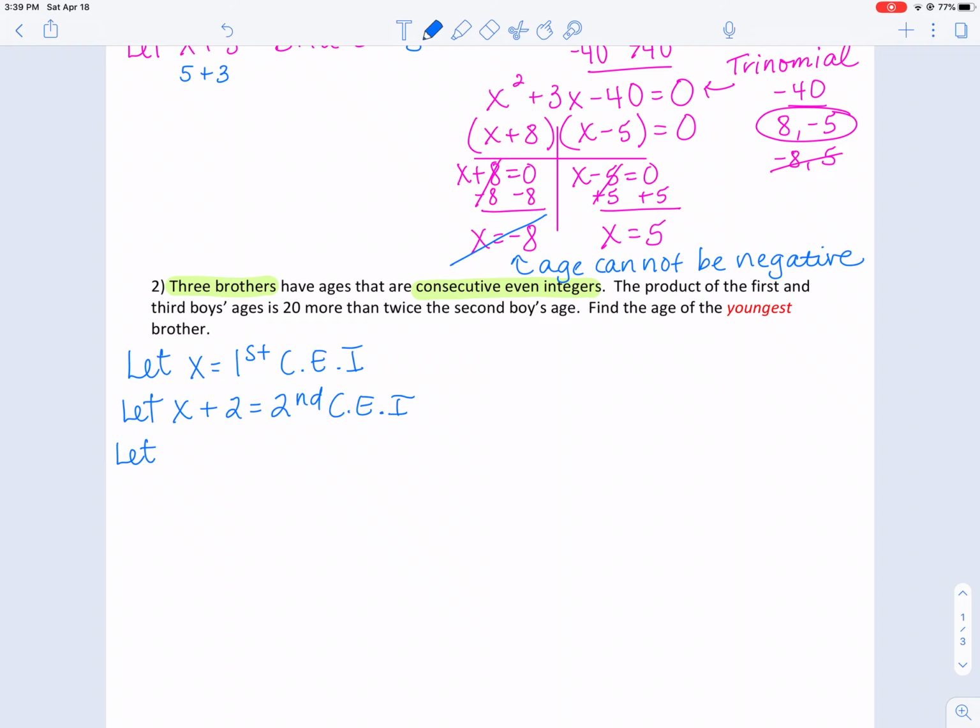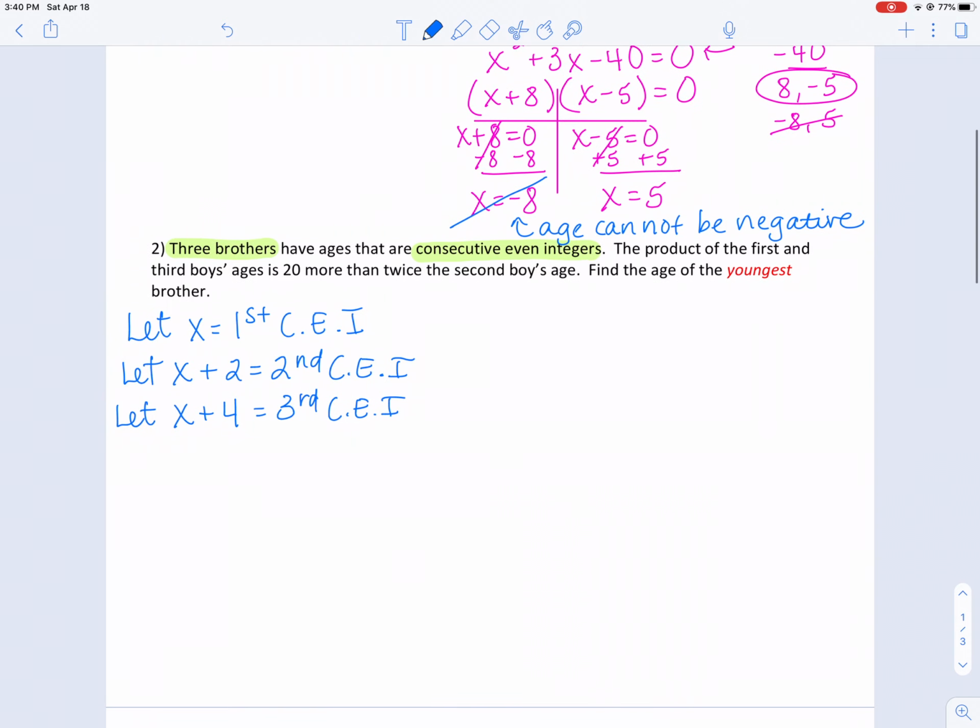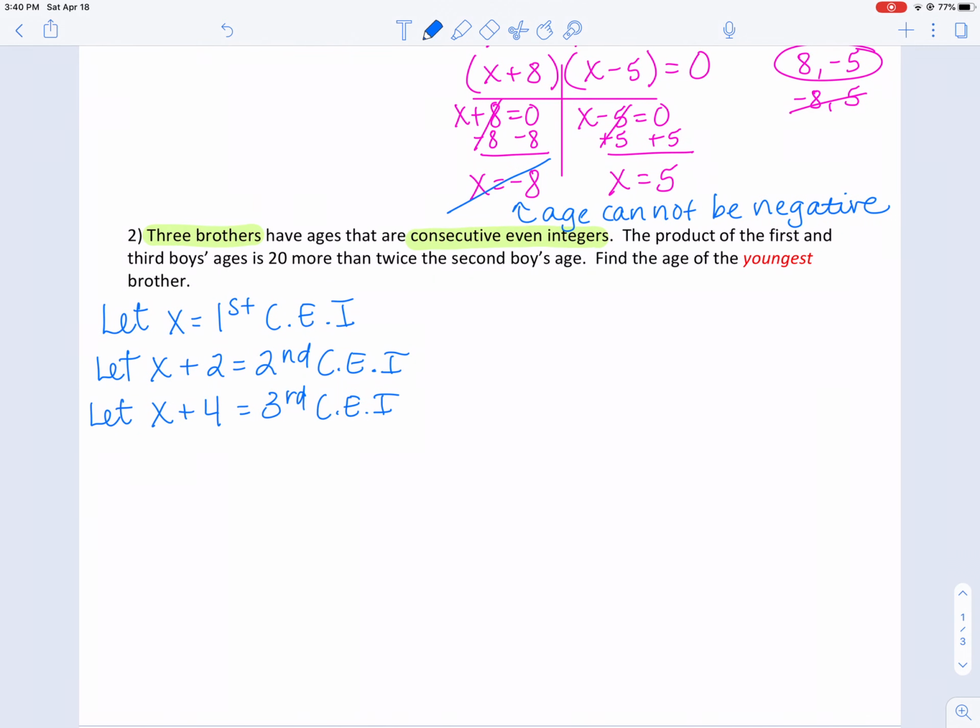And now from there, if I'm sticking with that 4, and then I go to 6, and then I go to 8, from my original x, I would have to add another 4, which would give me x plus 4. That would be my third consecutive even integer. Okay, so that's not the hard part. The hard part is now describing and reading through and translating.